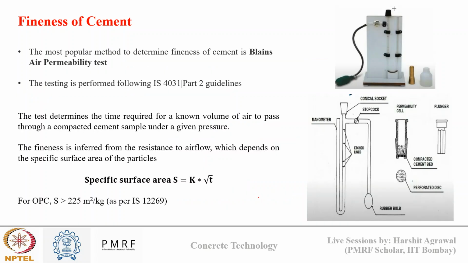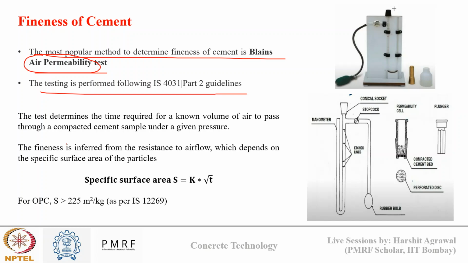Now, there are several methods to determine the fineness of cement, but the most popular method is Blaine's air permeability testing. This testing is performed using the IS 4031 Part 2 guideline. What is this testing based on? It is based on the principle that finer cement particles allow less air to pass through them compared to coarser cement particles. That's why it is known as air permeability testing.